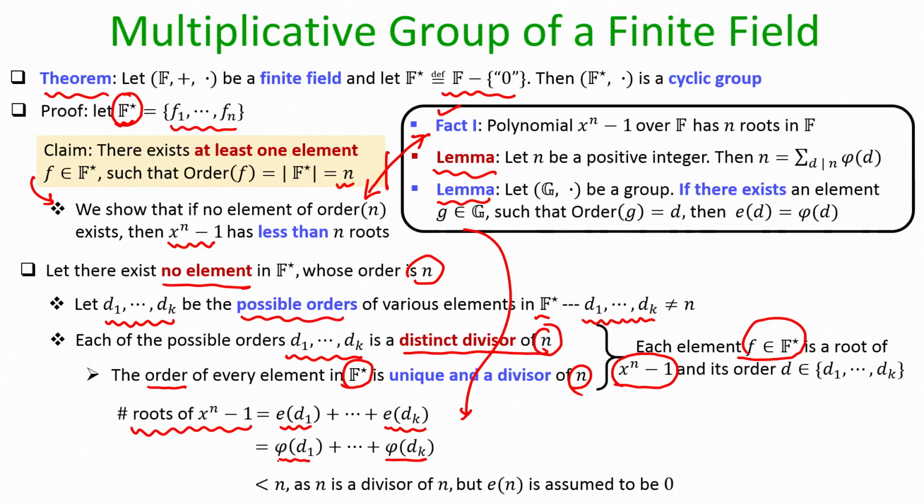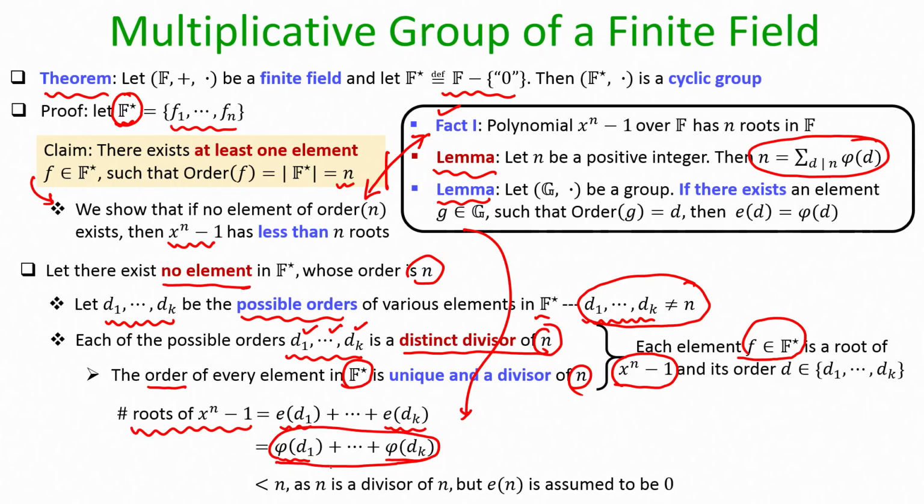And what can I say about the summation in my RHS? The summation in the RHS is strictly less than n. Why is it strictly less than n? Because even though d1, d2, dk are distinct divisors of n, as per my assumption none of them is actually n. That means neither d1 is n nor d2 is n and so on. And as per the helping lemma 1, only when I sum over phi of various distinct divisors of n will I get the value n.